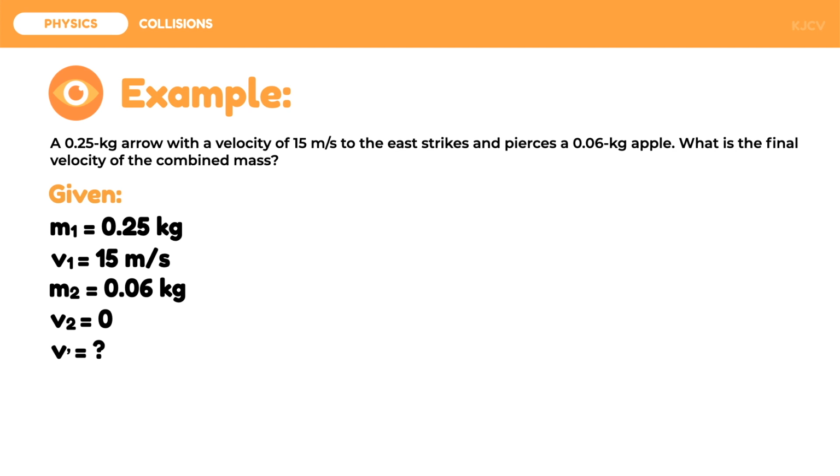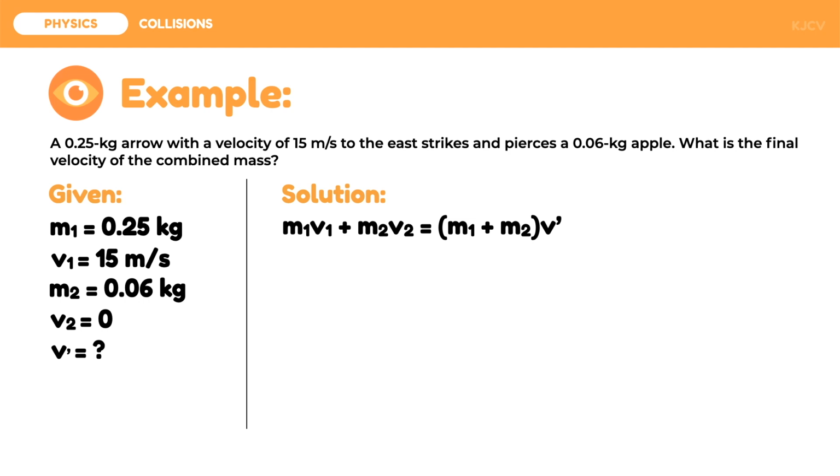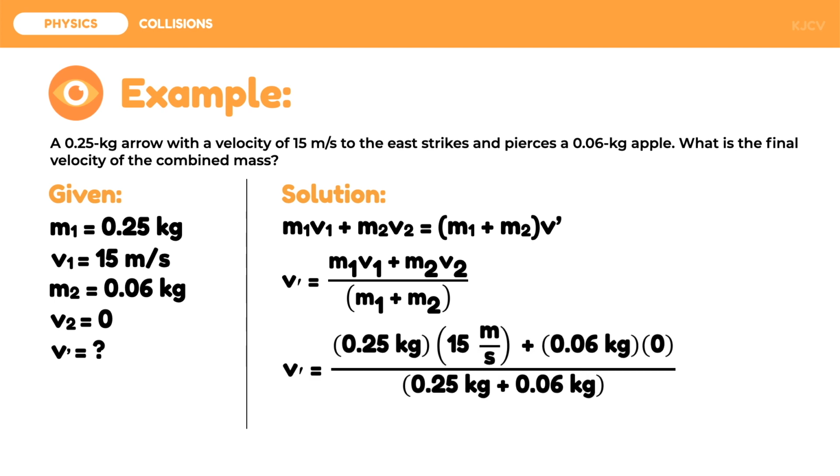For the solution, we are going to use the law of conservation of momentum formula for perfectly inelastic collision, which shows the combined masses after collision. Since we are looking for the final combined velocity, we need to divide both sides of the equation by m sub 1 plus m sub 2. Plugging in the values, we cancel 0.06 and 0 in the numerator and all units for mass. Answering this, the final combined velocity of the arrow and the apple is 12.10 meters per second. This answer is accurate because the mass of the arrow became heavier due to the apple. Thus, the velocity will be slower.